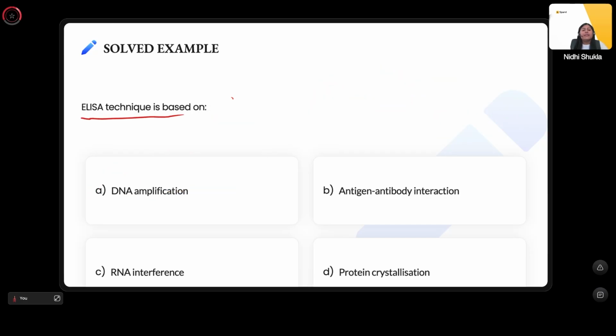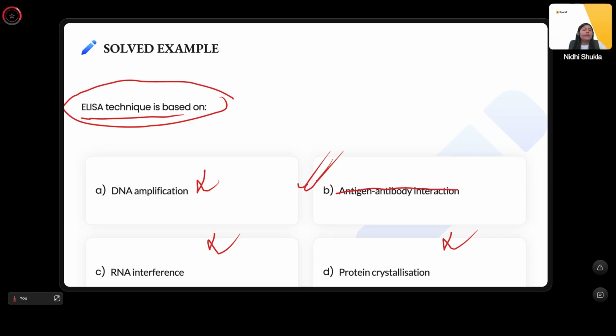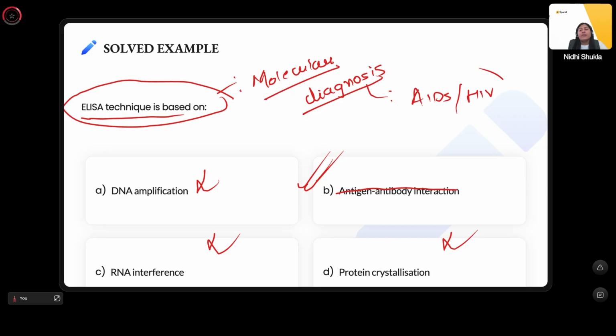Now, ELISA technique. ELISA is enzyme linked immunosorbent assay. Is it based on DNA amplification? No. RNA interference? No. Protein crystallization? No. It is based on antigen-antibody interaction. ELISA is basically used in molecular diagnosis, and it is a very common diagnostic method used to detect AIDS or HIV. The principle of ELISA is based on antigen and antibody interaction, where every antigen is specific to a particular antibody.